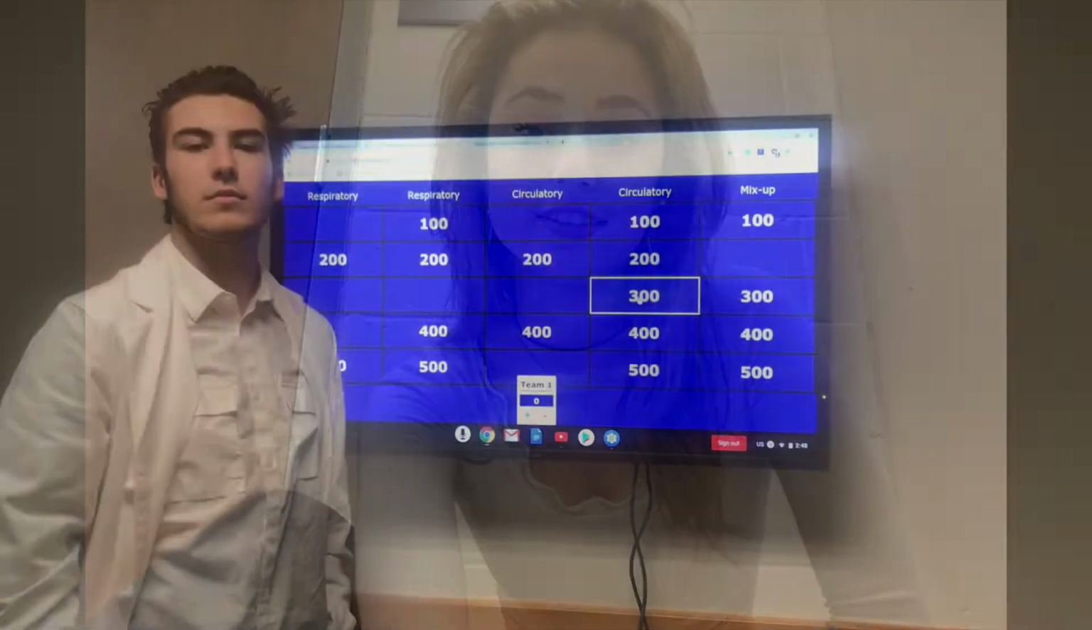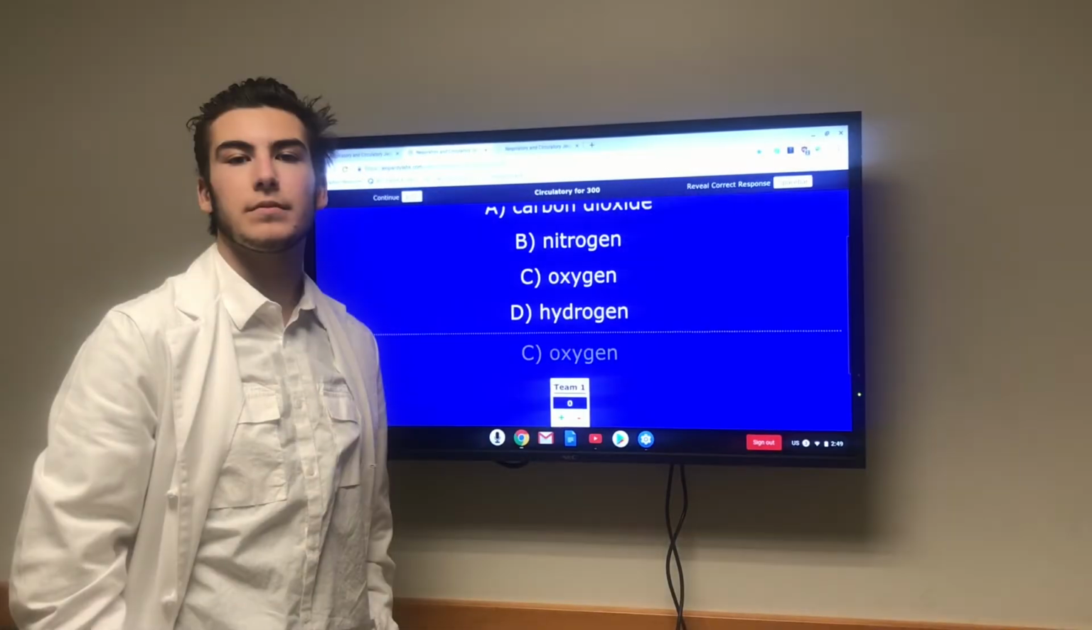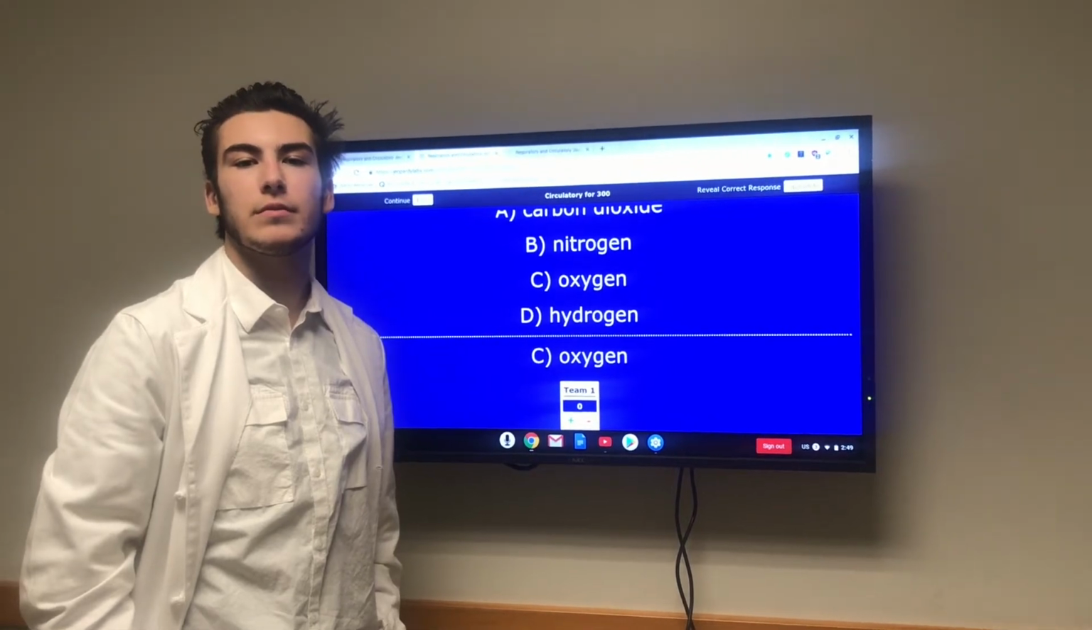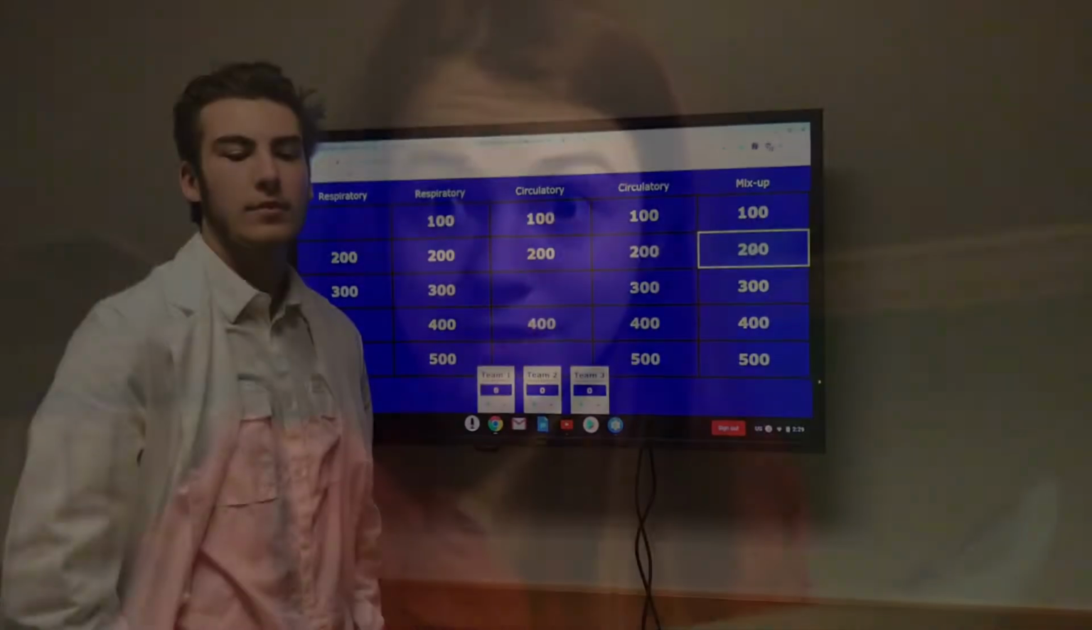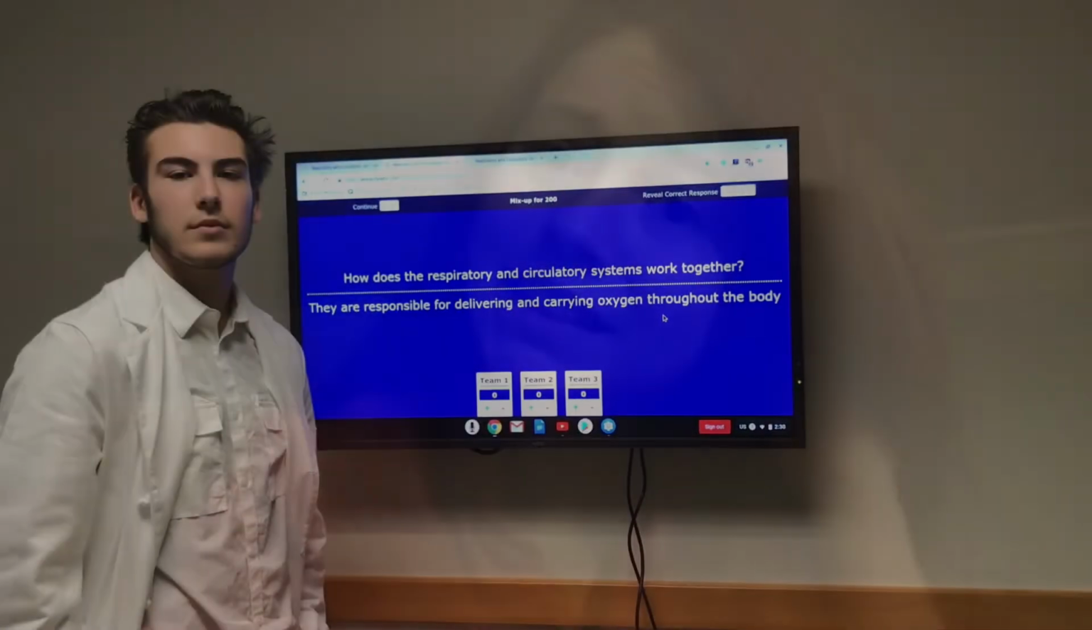I'll take circulatory for 300. What do red blood cells transport? Red blood cells transport oxygen. The correct answer is oxygen. I'll take mix-up for 200. Let's mix things up. How do the respiratory and circulatory systems work? What is delivering oxygen and carrying it through the body? That is correct. I'll take the second respiratory for 100.